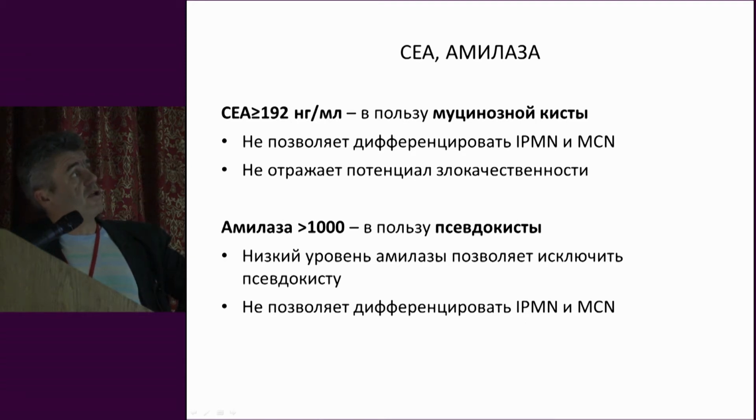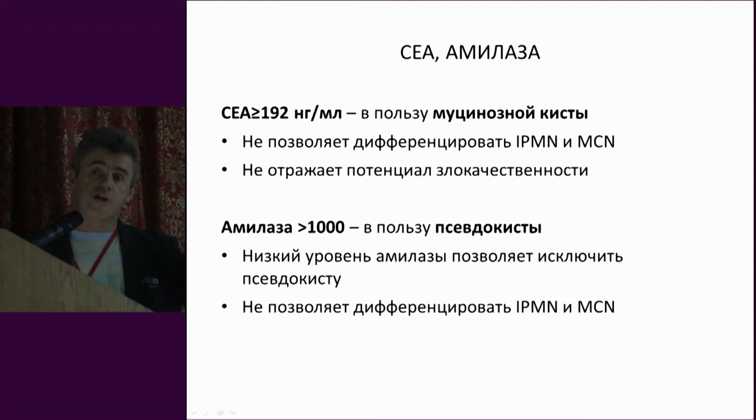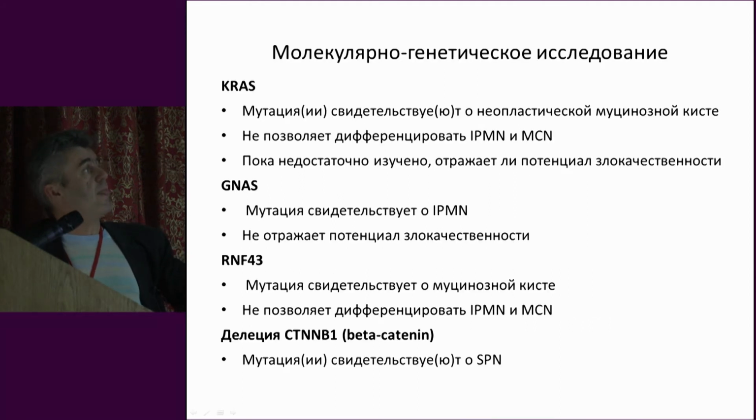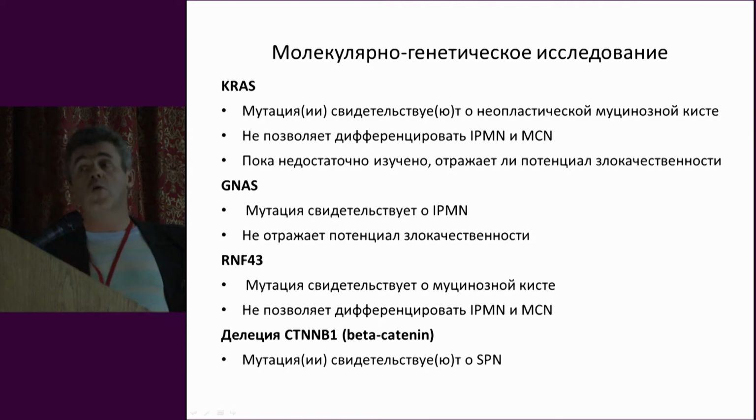So, elevation of CEA, especially significant one, shows that it's probably a mucinous neoplasia, but nonetheless, it allows us to do the differential diagnosis, and the high level over 1,000 of amylase shows that it's a cyst, and quite significantly. But you should understand that if the amylase has very low value or it is absent, then you can exclude the pseudocyst, even if it shows like that in the imaging, and it doesn't allow us to differentiate these mucinous neoplasms.